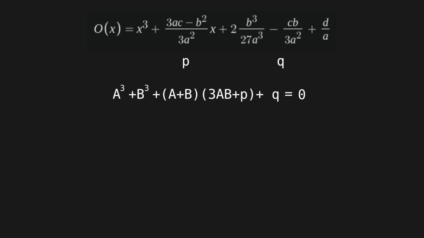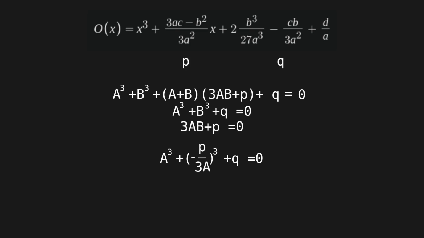a to the power 3 plus b to the power 3 plus q must be 0. So a plus b multiplied by 3ab plus p is equal to 0. So we get ab equal to minus p over 3, or b is equal to minus p over 3a. Substitute back into the first equation and you'll get a to the power 3 plus minus p over 3a to the power 3 plus q is equal to 0.